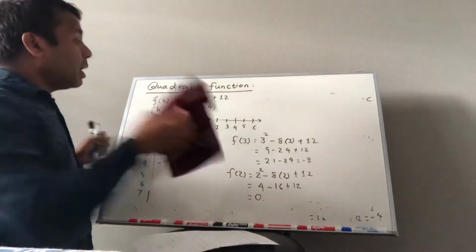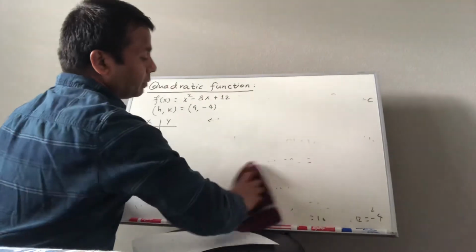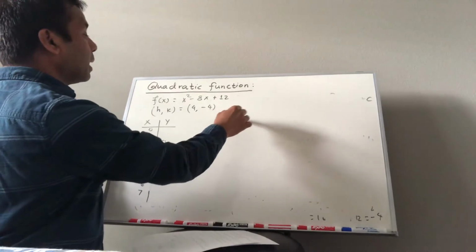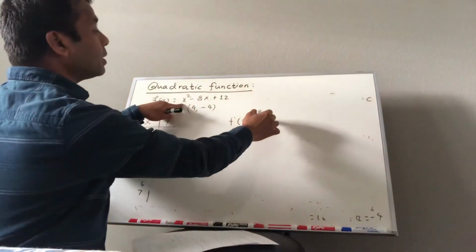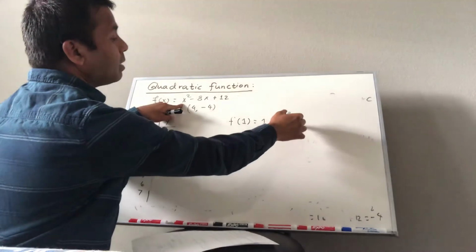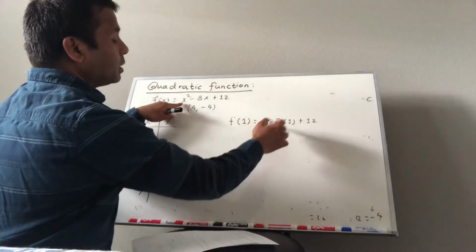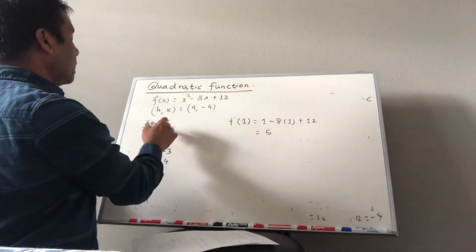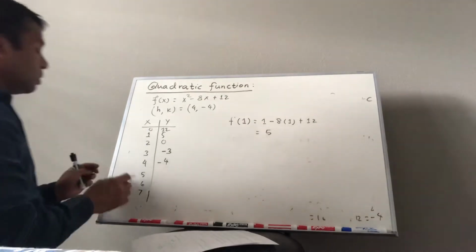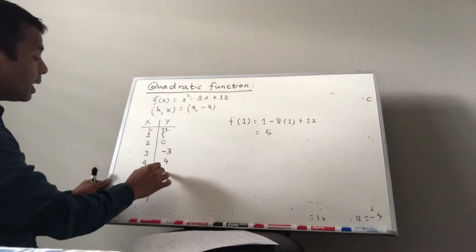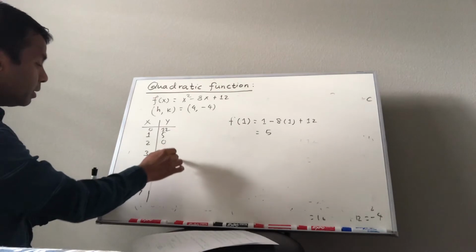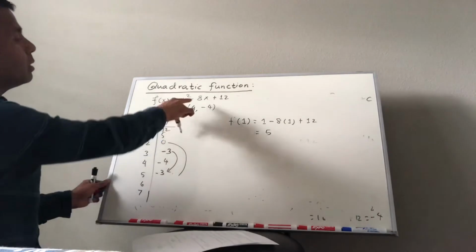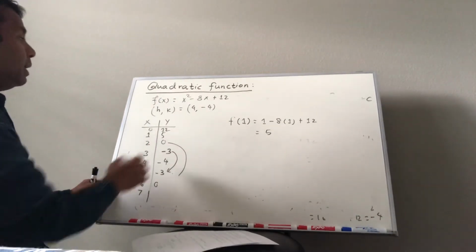And if I plug in 1, this is 1 minus 8 times 1 plus 12. So this is 13 minus 8, it will give me 5. And if I plug in 0, it will give me 12, right? Same thing, if I plug in 5 here, I will get -3, because you see the -3. If I plug in 6, I will get 0 here, right? Or you can verify that.